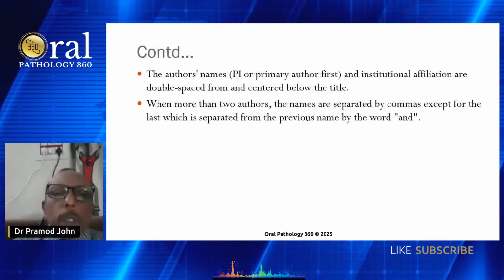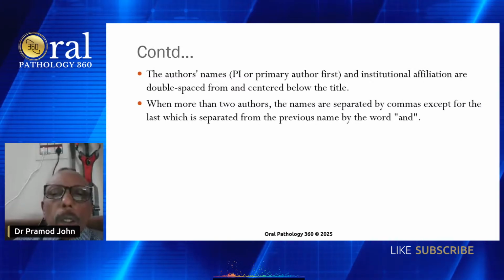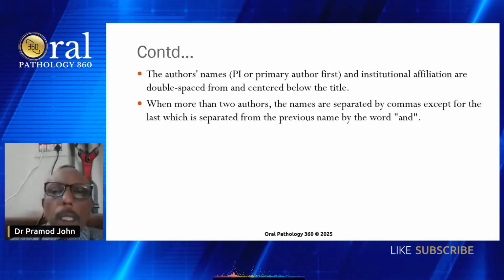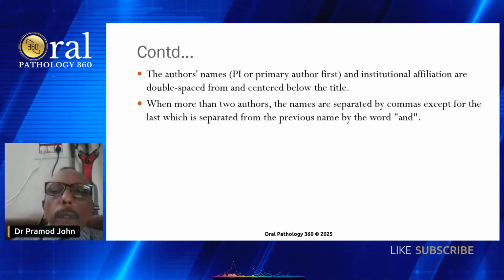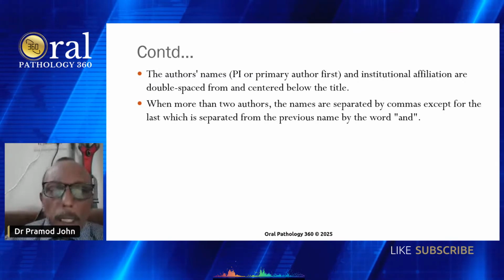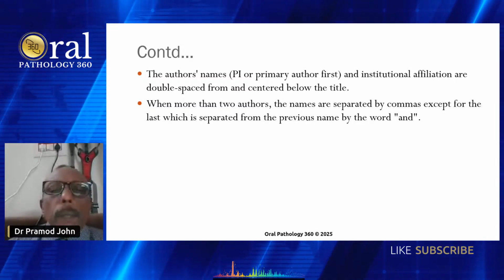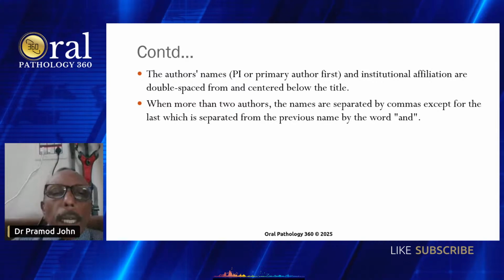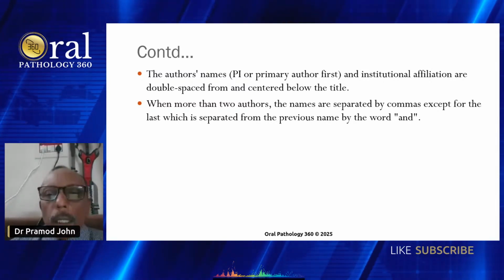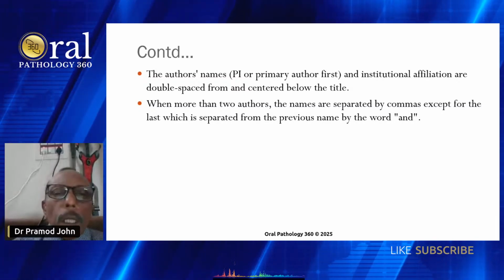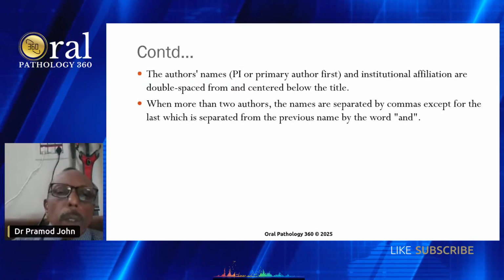The authors' names. The primary author should be first, followed by the other authors. If you have more than one author, you have to mention everybody's name. And institutional affiliations are double spaced and centered below the title. Some journals would want you to write the authors separately, but you need to follow the guidelines of individual journals so that accordingly you can write.